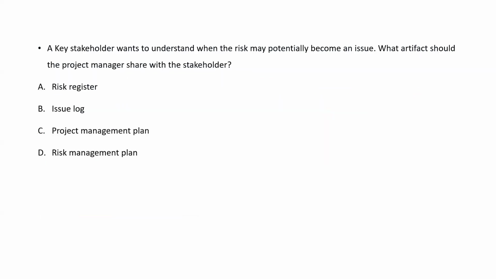A key stakeholder wants to understand when the risk may potentially become an issue. What artifacts will you share with the stakeholder? Risk register, issue log, project management plan, or risk management plan. Easy question. I don't think you should take that much time. When the risk may potentially become an issue. Only Jordan is correct.